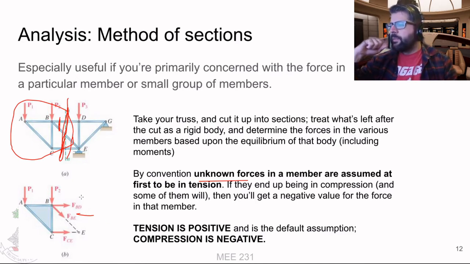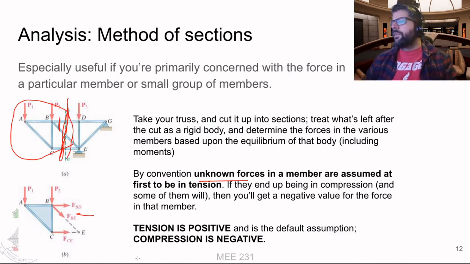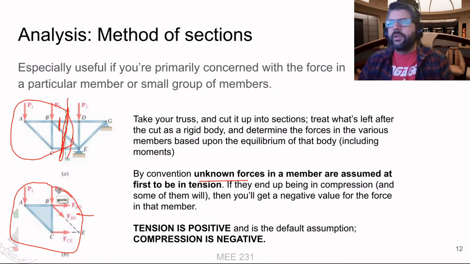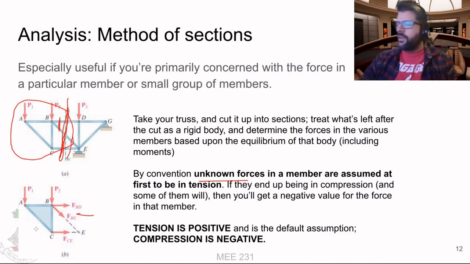Then essentially, when you solve for it, you're just gonna end up with a negative value for the force in that member. So again, tension is positive, and is the default assumption. Compression is negative. Keep that in mind through the rest of your engineering career: tension is positive, compression is negative. So once we break it up into this little free body diagram here, well, we got an equilibrium condition for your rigid body. That's simple enough. That was 2 weeks ago, right?